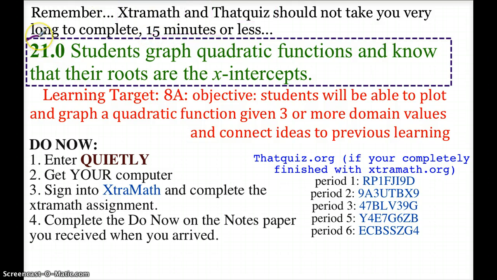Today, this is our new standard. We're going to be graphing quadratic functions. Quadratic meaning four sides, like a square. Squares also look like this, something with a squared. So all the things we're going to do today all have squares. We're not going to work on roots and intercepts just yet, but we're getting there.